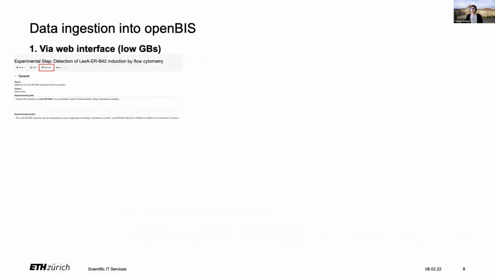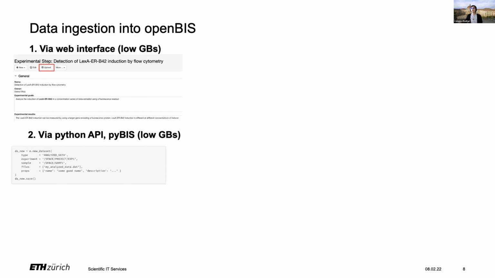So data can be ingested in OpenBIS in different ways. One way, the easiest I would say, is via web upload. So there is an upload button via which you can upload data, and this is fine if your data are not too large, so when we are in the range of low gigabytes. You can do this also using an API, so the Python API, and this again works well if you have data which is in the low gigabytes.